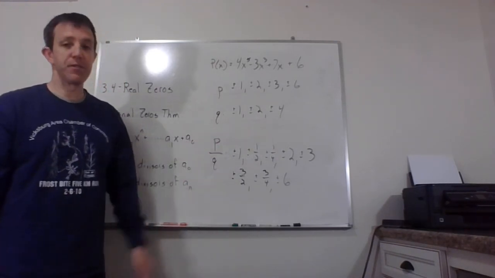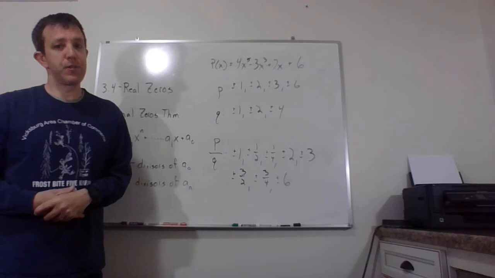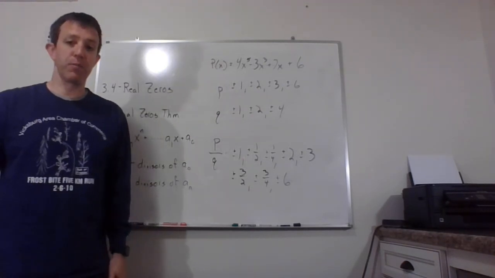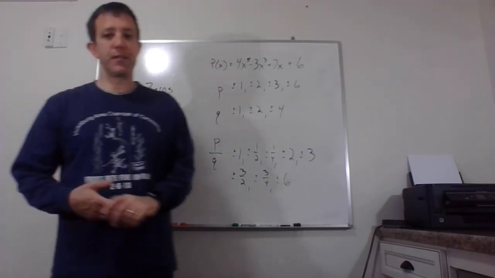So that's our potential zeros, and that's our first tool, the rational zeros theorem. We're just using it to make these potential fractions that could work. All right, let's move on and look at our next tool.